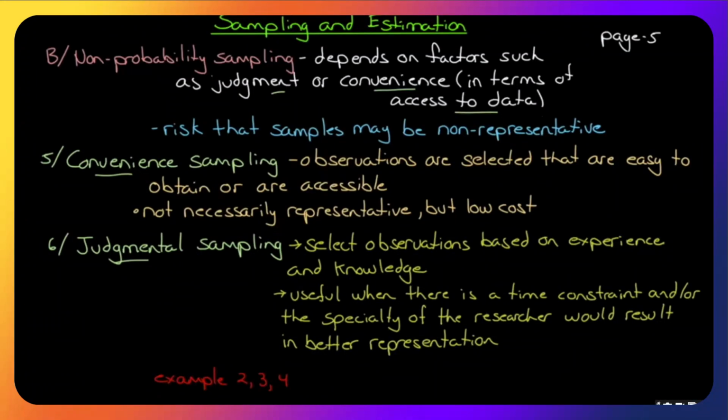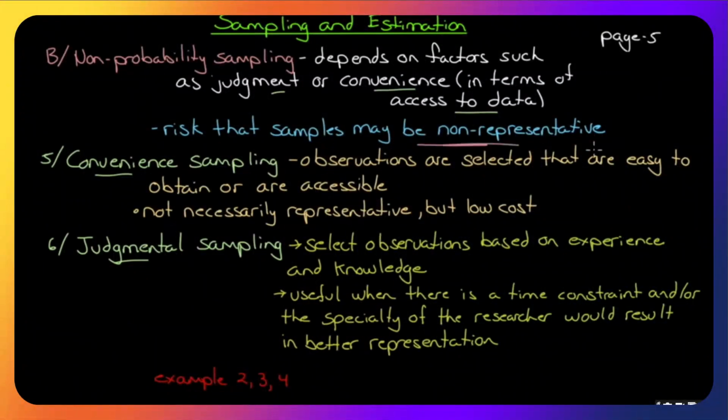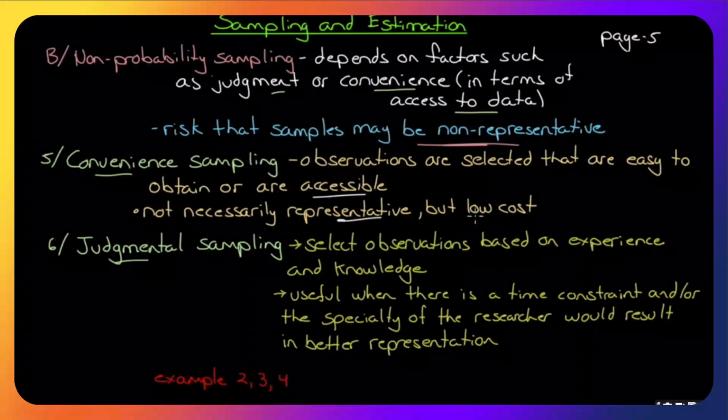The risk in using non-probability samples is that they may be non-representative. And if they are representative, they're not as representative as probability sampling techniques would be. Convenience sampling, done a lot in academics, by the way, especially in psychology. Observations are selected that are easy to obtain or are accessible. I shouldn't say just in psychology. In experimental economics, it's used a lot as well. Not necessarily representative, but low cost.